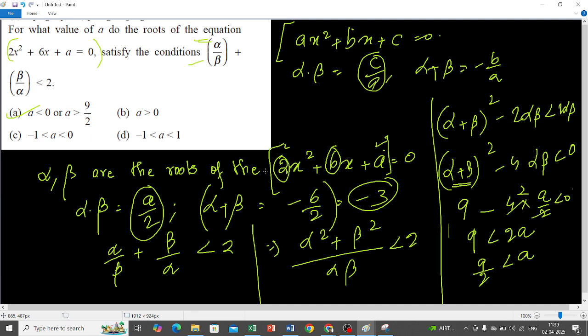Okay, now if I put this same value in this expression, alpha by beta plus beta by alpha less than 2, take the LCM of alpha into beta. Alpha into beta, okay, beta is common, alpha square plus again alpha is common, beta square less than 2.